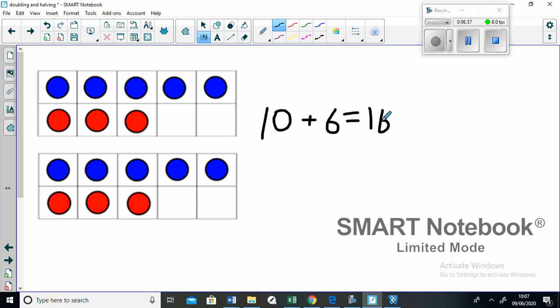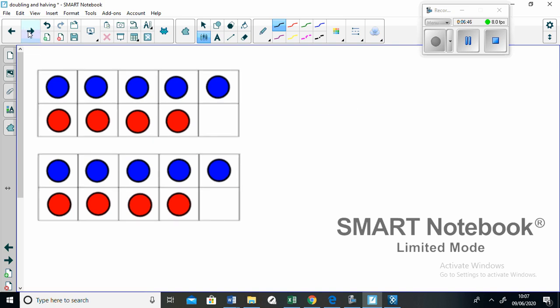Hey, this is a really, really useful technique. I still use this technique today, and I'm a grown-up. It really helps me with my doubling and halving. Okay, let's do another one.